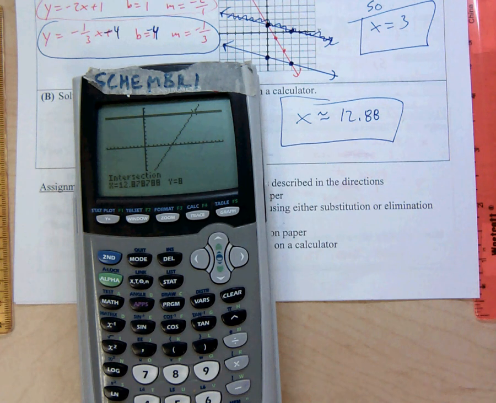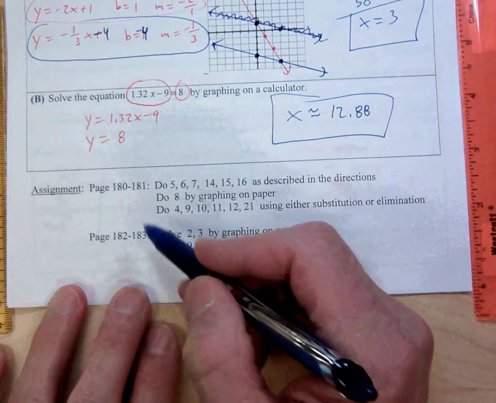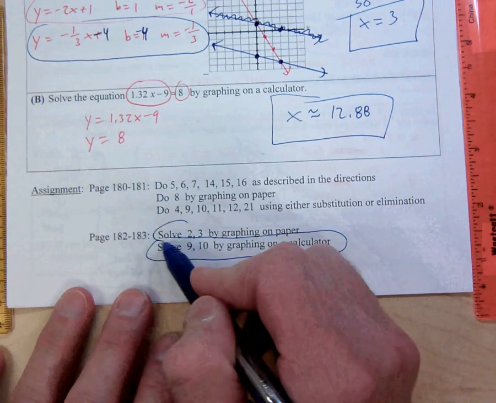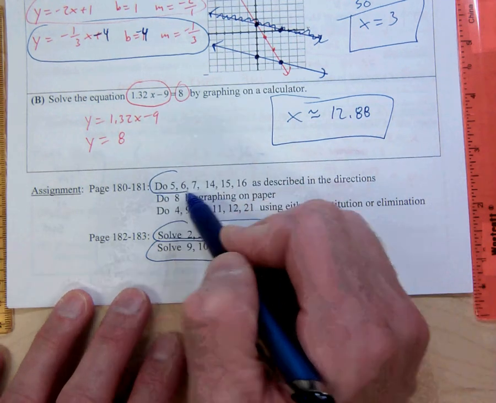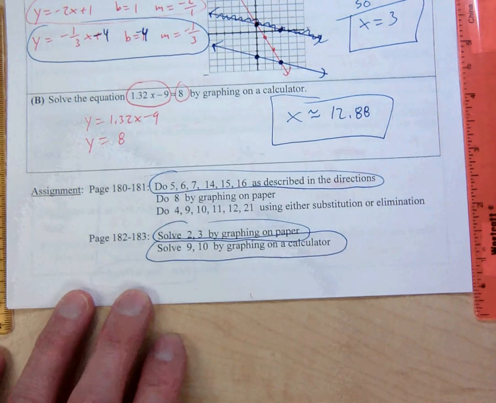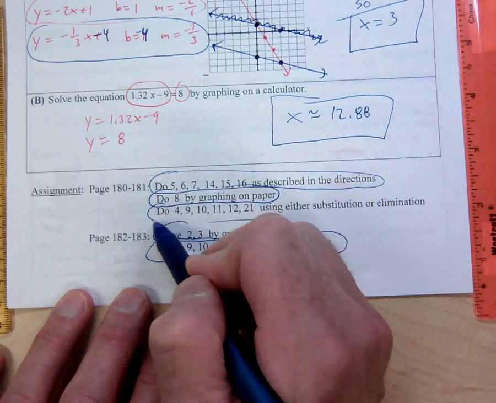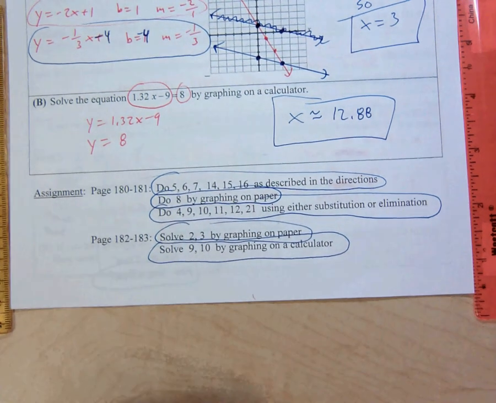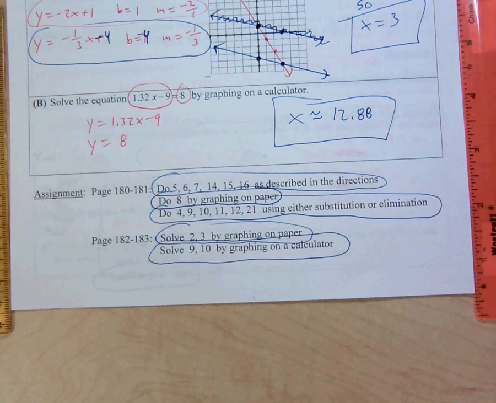Okay, so which ones on your homework are you going to do like that? Numbers 9 and 10 on page 182. How are you going to do these two problems? By graphing on graph paper like we just did in part A. Just follow the book directions. How are you going to do these? Using substitution or elimination. So follow the directions. You can take a 3-minute break, but at 12 minutes to, I want to see all your books open and you working quietly.